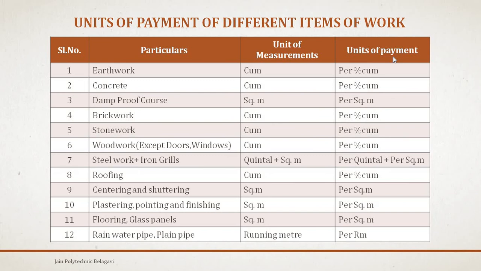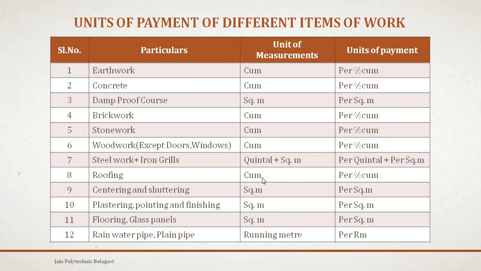Then for the units of payment, it is calculated per cubic meter, and per square meter for damp proof course. Steel work is measured in weight, and the payment unit is per quintal. And iron grills, maybe window grills or railings for the staircases, are taken up in square meters, and the payment unit is per square meter.